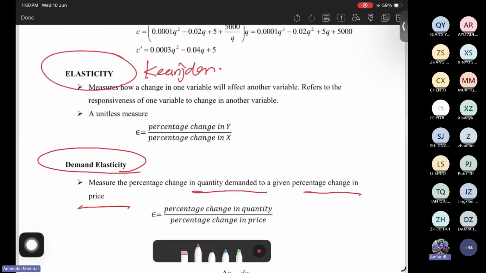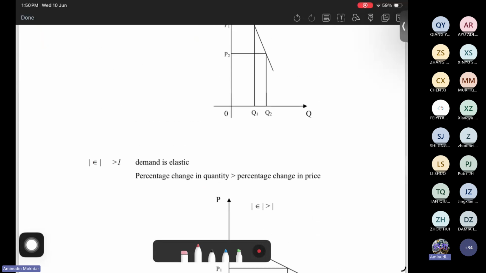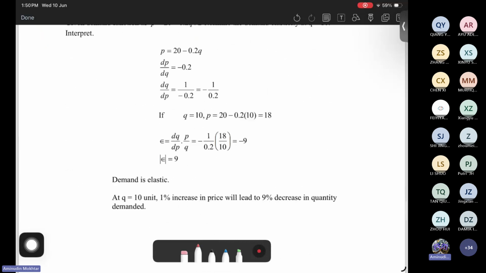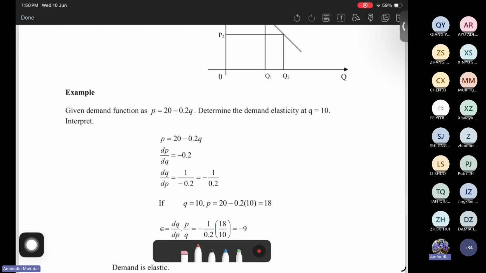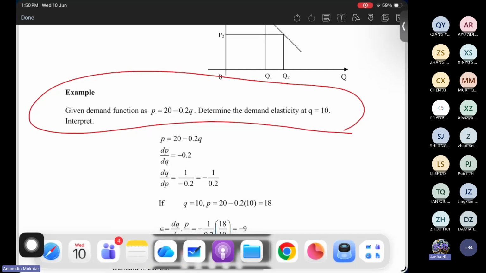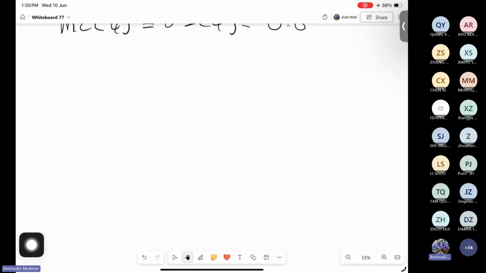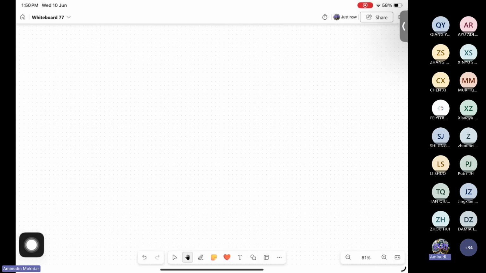Okay, I hope you can read by yourself the concept of demand elasticity. Please refer to pages 3, 4, and 5 for this part. I will explain this example. Let's say we have a demand equation. In topic 1, I explained more detail about the demand. Again, let's say we have P equal to 20 minus 0.2Q. P is price, Q is quantity.